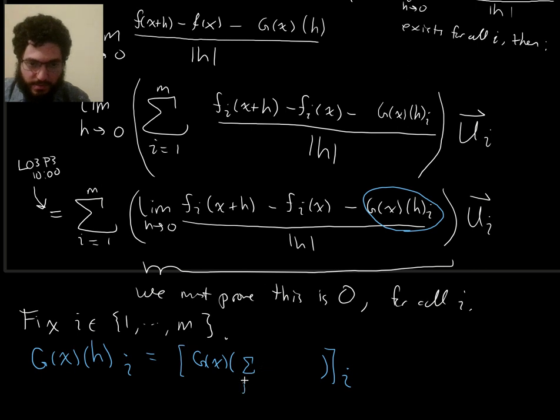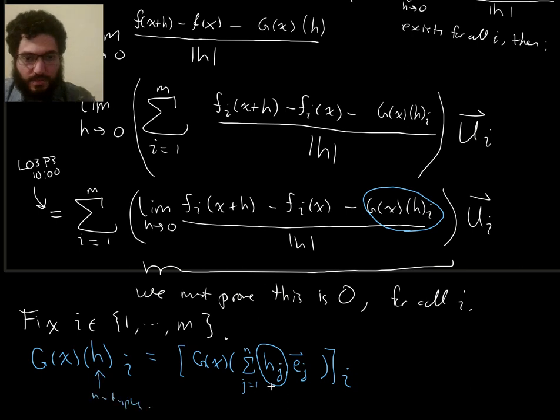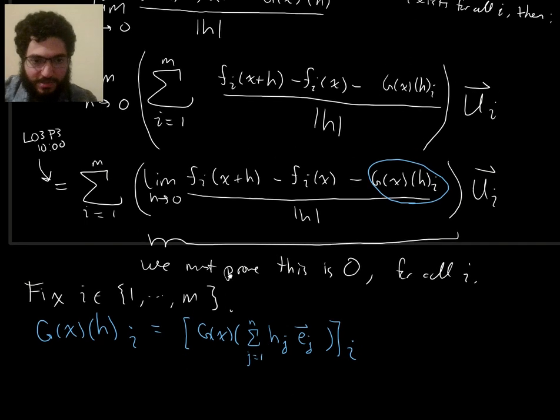So this will be a sum from j equals 1 to n. And let's call the components of h, h sub j here. So h can be rewritten as a linear combination of these e sub j's. And it's meant to be understood here that when I write the subscript j on h, that means the jth component of this n tuple. This is an n tuple. Okay, so hopefully that's clear.